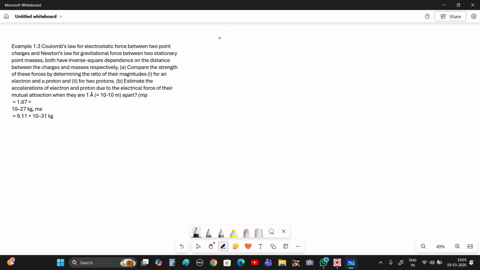So first of all, what is Coulomb's law for electrostatic force? The equation is Fe is equal to 1 by 4 pi epsilon 0 Q1 Q2 by R square. This is the equation for electrostatic force between two charges Q1 and Q2 separated by a distance R. And for gravitational force between two bodies M1 and M2, the equation is G into M1 M2 divided by R square, where M1 and M2 are the masses of the two bodies and R is the separation between them.